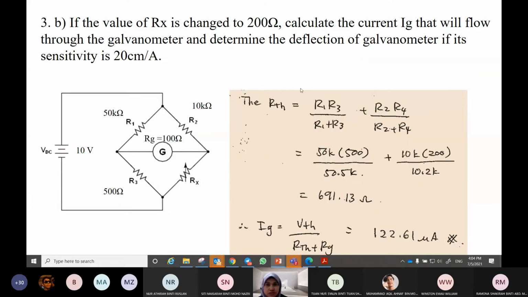Okay, but we want to find the IG. We find the V Thevenin first and then the R Thevenin. R Thevenin is equal to 50k parallel with 500, plus R2 parallel with Rx. And we get this value. Then IG is equal to V over R, please add the resistance of the galvanometer. And we will get this value, 122.61 microamps. Very small current flows through the galvanometer.